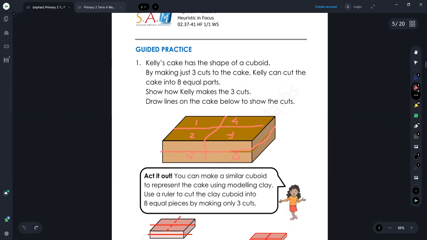Then challenge them. There's actually another way of cutting. All right, can you all see another way of cutting? That is this way. You can challenge them. I cut it diagonally instead. So now I get 1, 2, 3, 4.